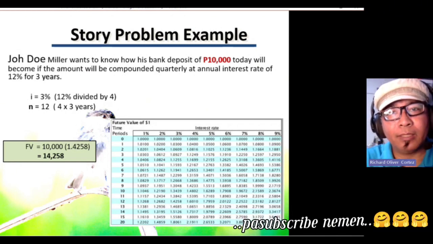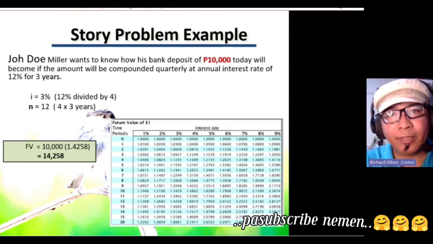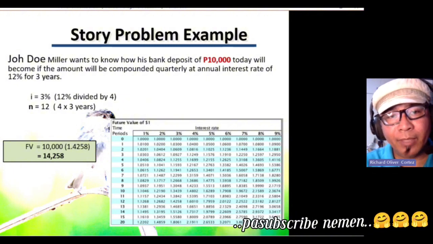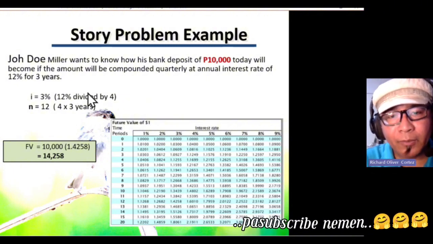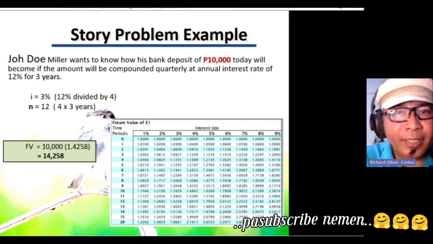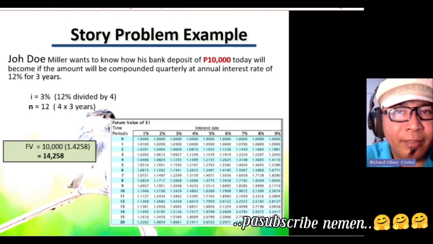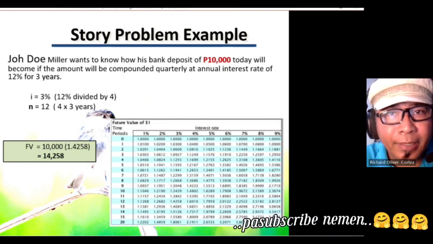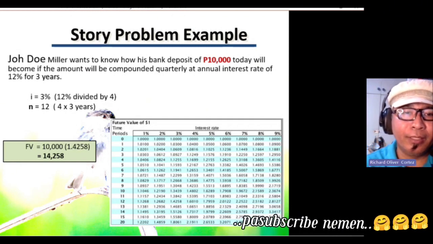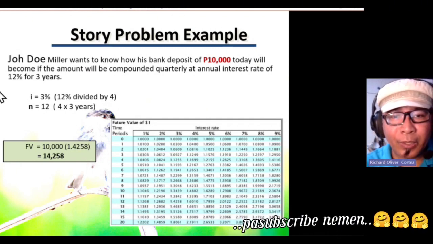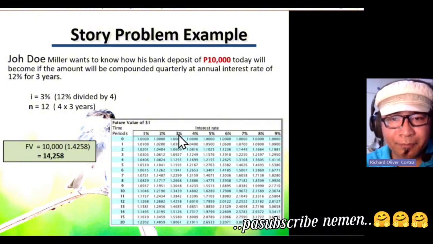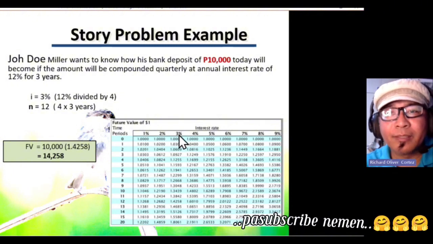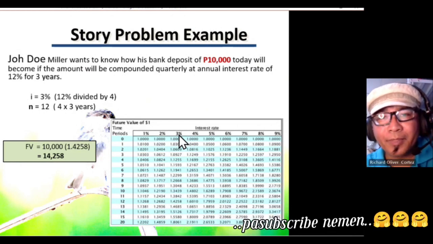Then bawat quarter, magkano interest rate yung ating gagamitin? So we simply divide 12% by 4. So it will give us 3%. So bawat quarter, yung interest rate or I na ating gagamitin ay 3%. Okay? So hanapin natin yung 3 sa I column. So ito. So merong 3%. Dito natin gagamitin.